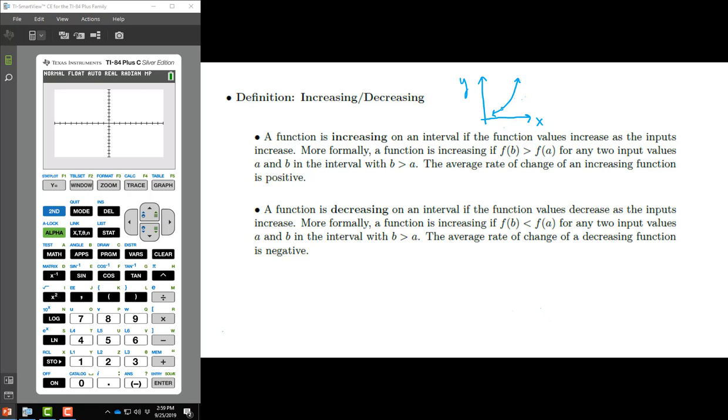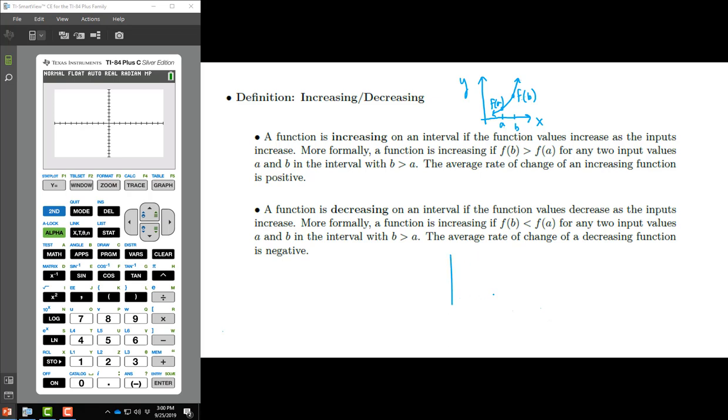And so the reason I know it's increasing on the interval that I can see is because if I pick any two x values, here's a, here's b, it's clear that the x value on the right has a larger y value that goes with it than the x value on the left does. And so that's when you get increasing. So that's the reason that this definition makes sense. And then of course the opposite is true for decreasing.